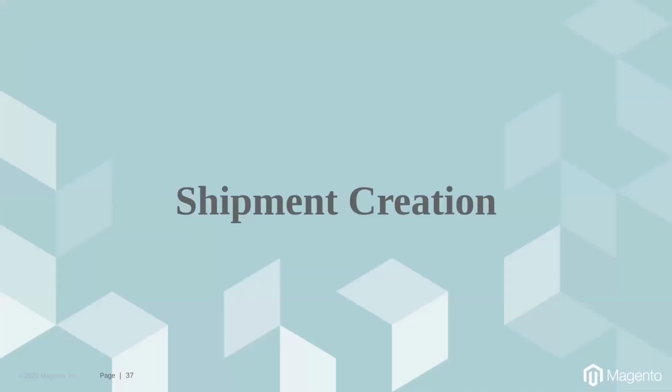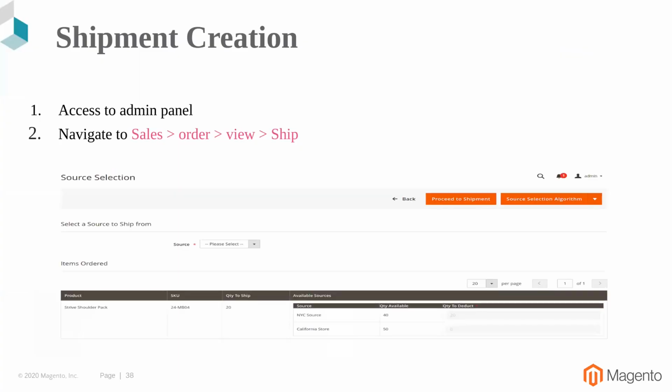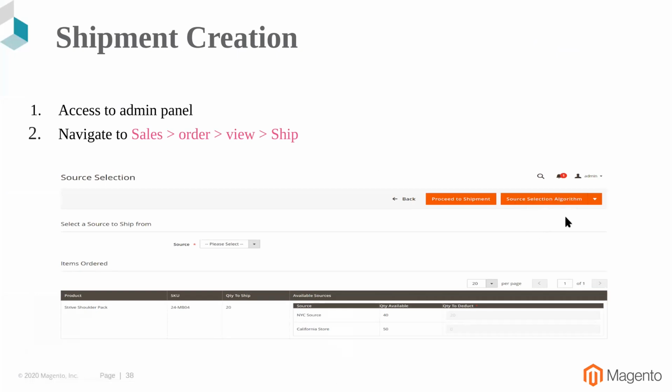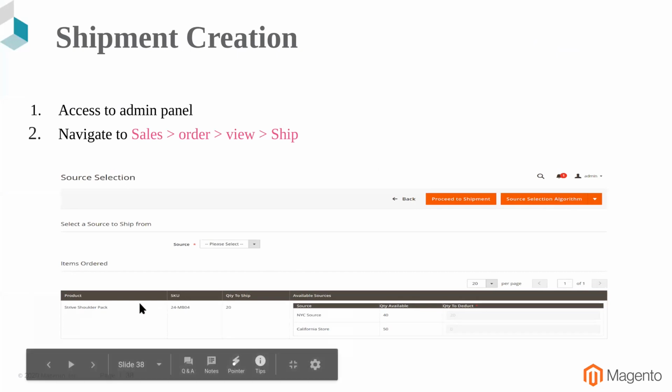Now the actual shipment creation. So if the admin already selected the source selection priority or the distance priority, according to that, these sources get listed down here. And for creation of shipment, he needs to select from this drop down, and here he can see the quantity to deduct.